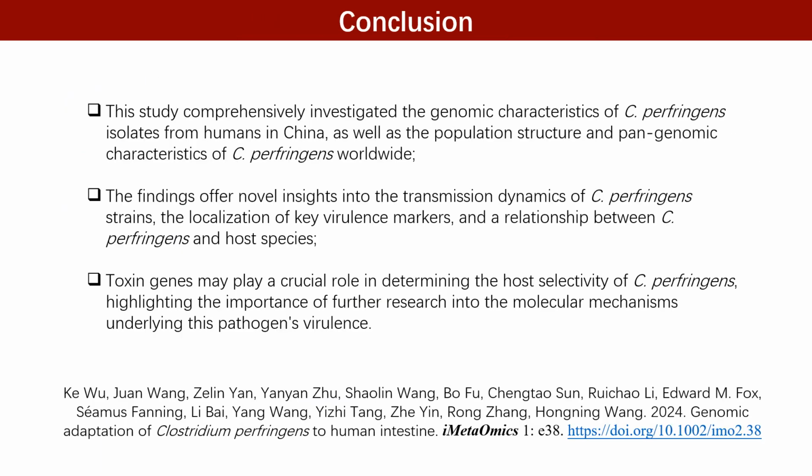In summary, this study comprehensively investigated the genomic characteristics of C. perfringens isolates from humans in China, as well as the population structure and pangenomic characteristics of C. perfringens worldwide. The findings offer novel insights into the transmission dynamics of C. perfringens strains, the localization of key virulence factors, and a relationship between C. perfringens and host species. Toxin genes may play a crucial role in determining the host selectivity of C. perfringens, highlighting the importance of further research into the molecular mechanisms underlying this pathogen's virulence.